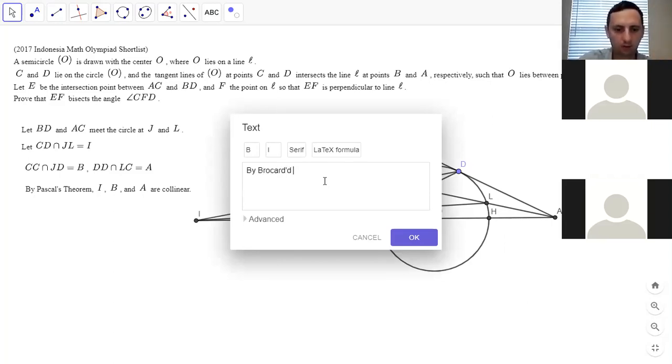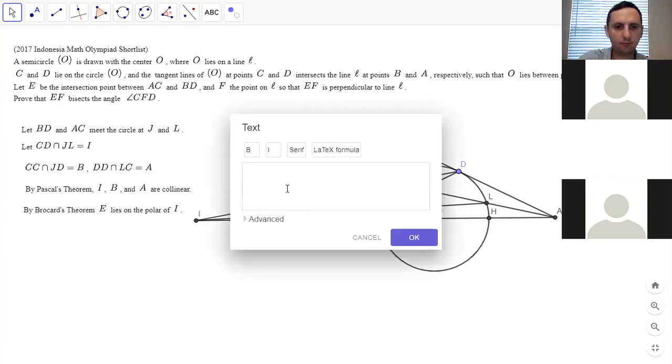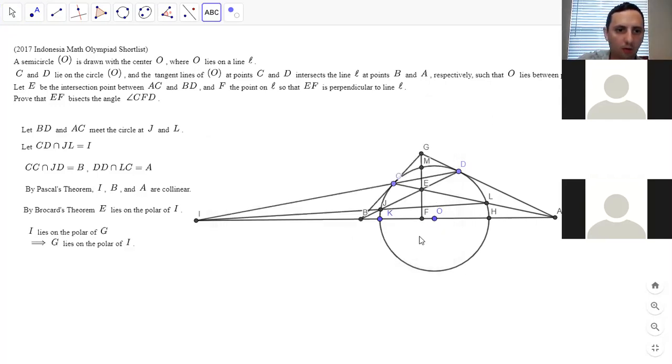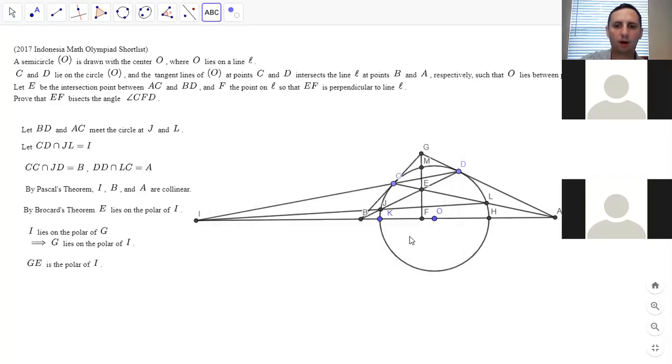And then also, so E lies on the polar of I. And also, I lies on the polar of G, so G lies on the polar of I. So we have that. And so GE is the polar of I. And then once we know that, basically that means GE is perpendicular to IO.